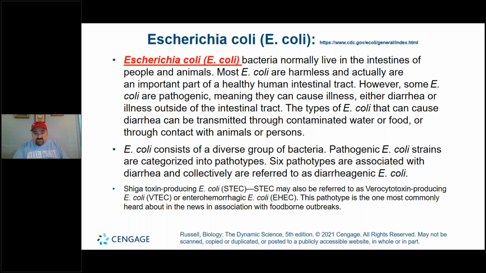thrombocytic activity and such. Thrombocyte platelet activity. Okay, in order to clot blood, very important. So E. coli, very important and healthy.